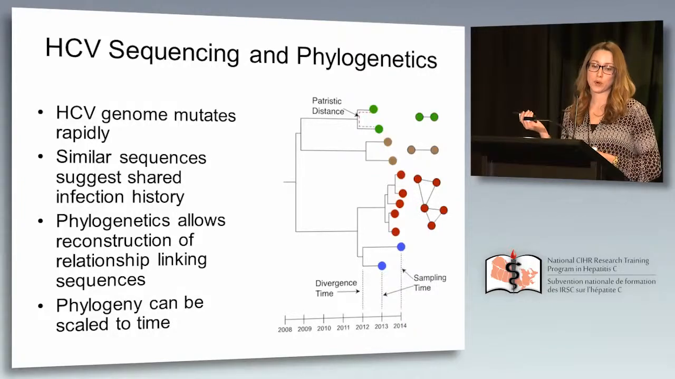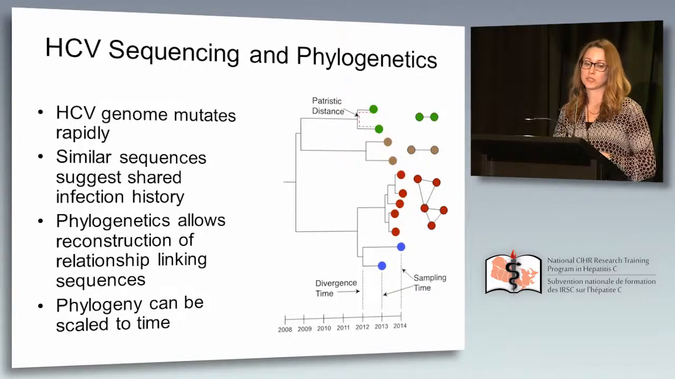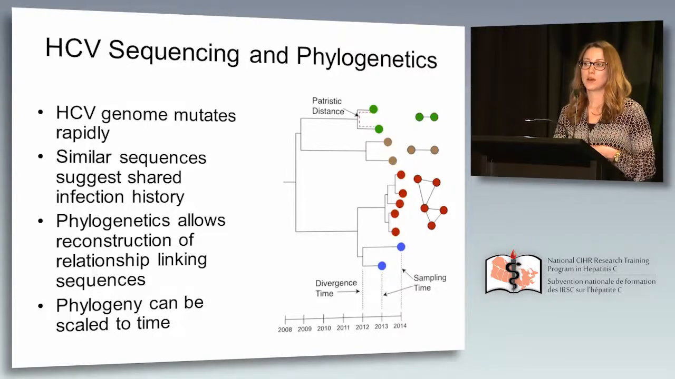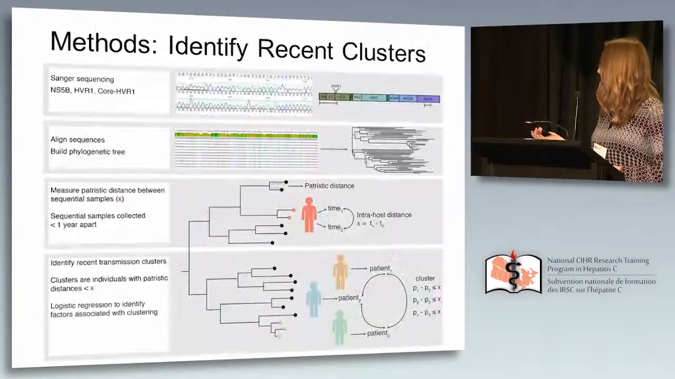So some important points that I'll be mentioning. One is the patristic distance. That is just referring to the distance between two sequences in a phylogenetic tree, and the smaller that distance is, the more closely related two sequences are. Also important is looking at sampling time. If you have sequences taken from different points in time, that helps you scale your phylogenetic tree to time. And that allows you to estimate divergence times, which is when two sequences of interest diverge from each other. That could be a transmission timing, or it could just refer to a common ancestor in history that led to the two sequences that you're looking at.